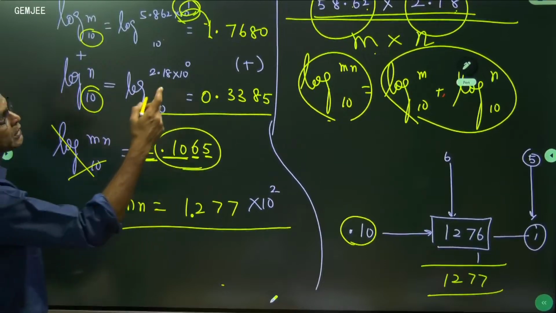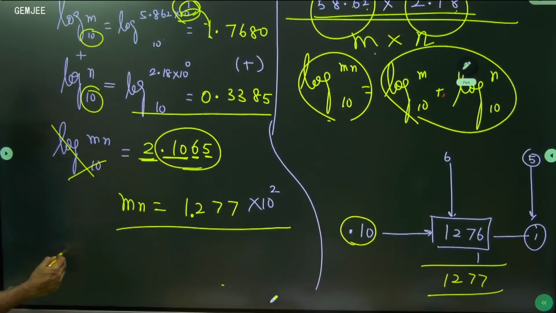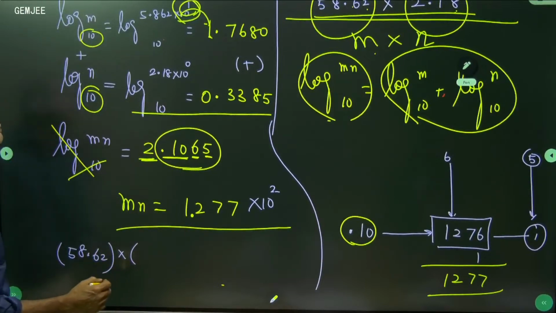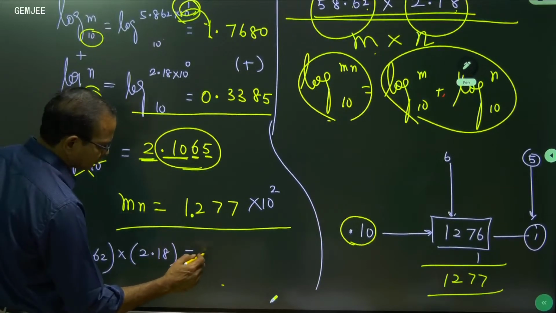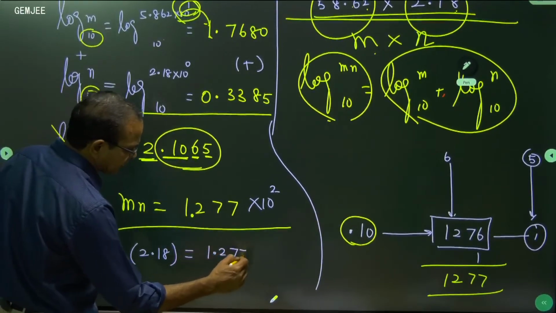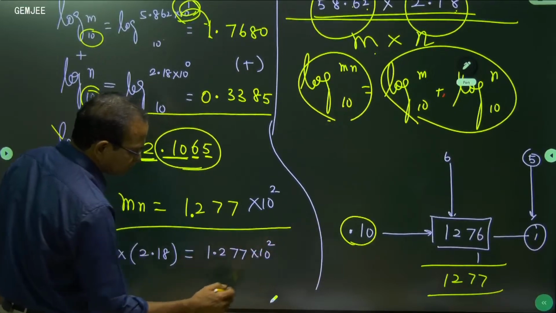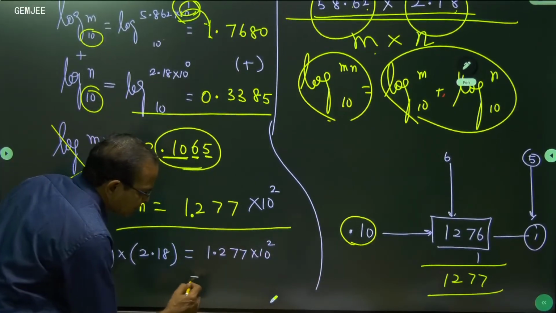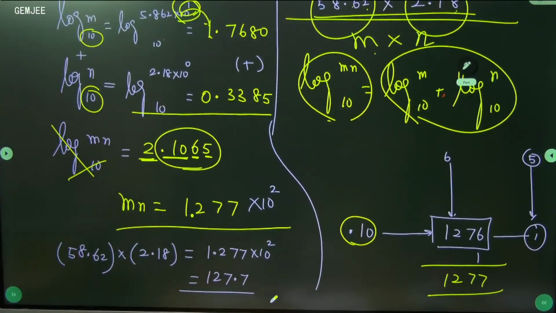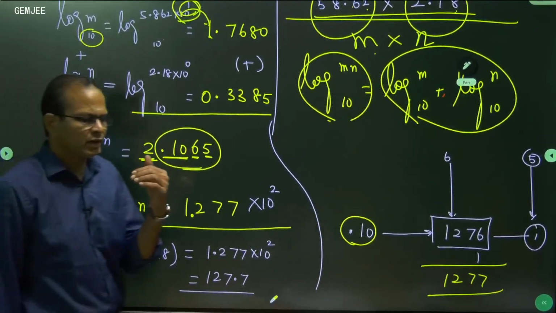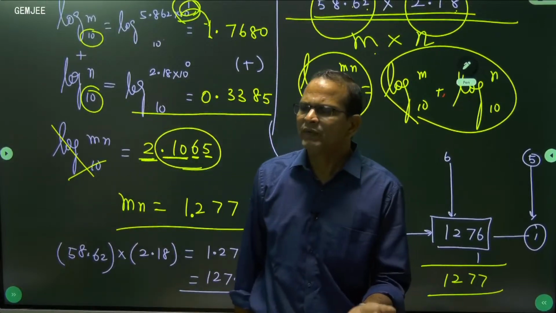Therefore, if you multiply the given numbers, 58.62 multiplied with 2.18 comes out to be 1.277 into 10 power 2, which is 127.7, the answer for your question. So when we start operating in scientific form, we end up with scientific form.